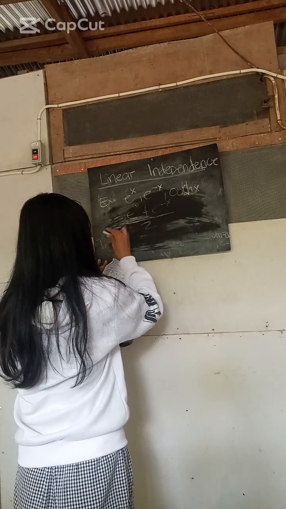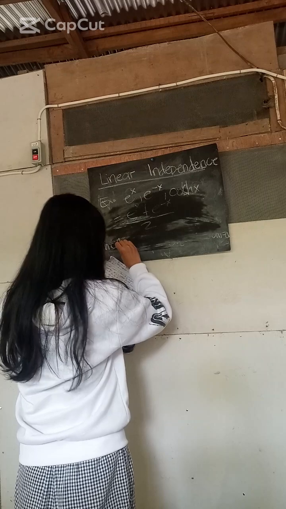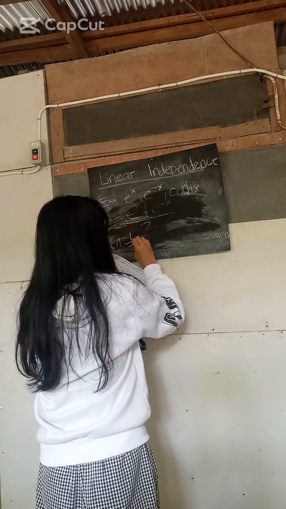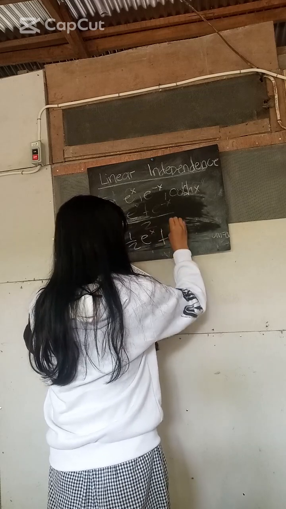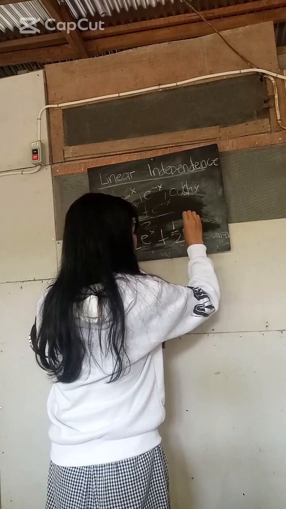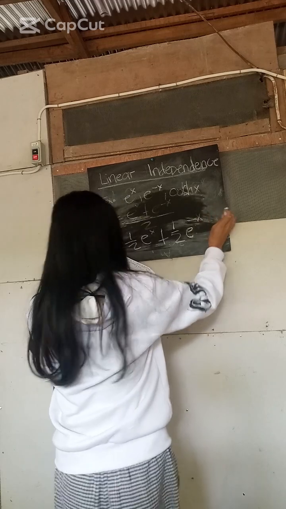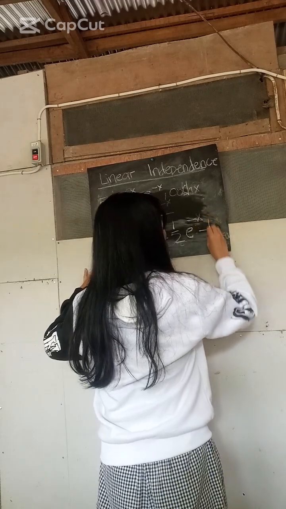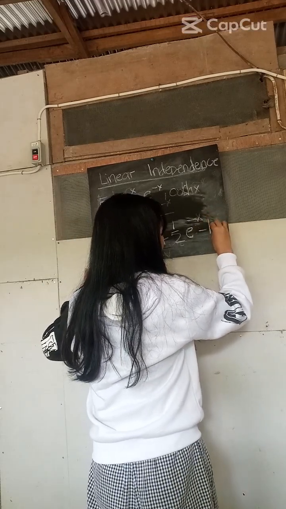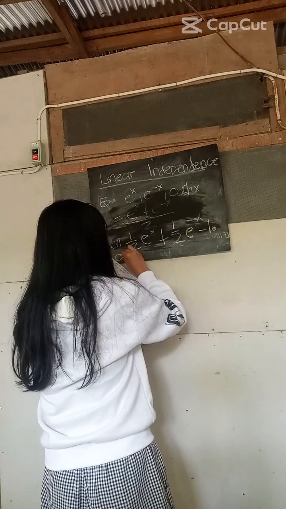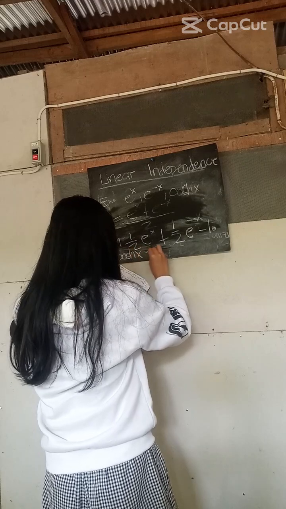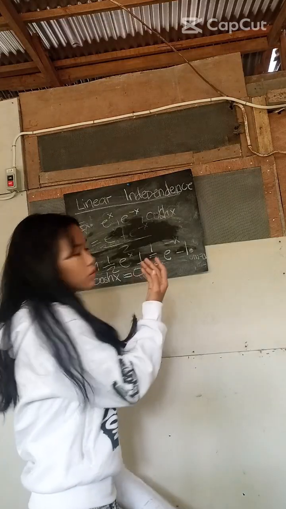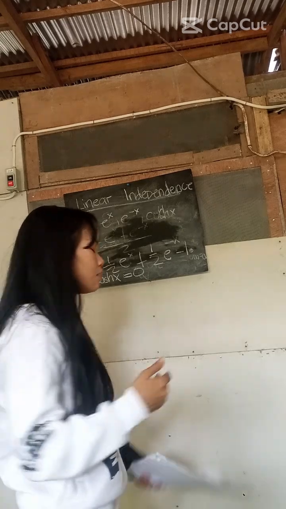Then 1/2 of e to the power of x, plus 1/2 of e to the power of negative x, minus 1 times cosine hyperbolic of x, is equal to 0. So, this example is linearly dependent.